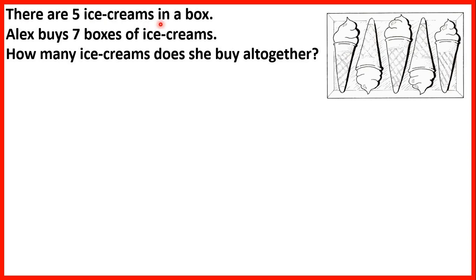There are 5 ice creams in a box. Alex buys 7 boxes of ice creams. How many ice creams does she buy altogether? So we know how many are in one box, and we know the number of boxes. So to find out the total, we can multiply the number of boxes by the number in each box. And 7 times 5 is 35, so that means that she buys 35 ice creams altogether.